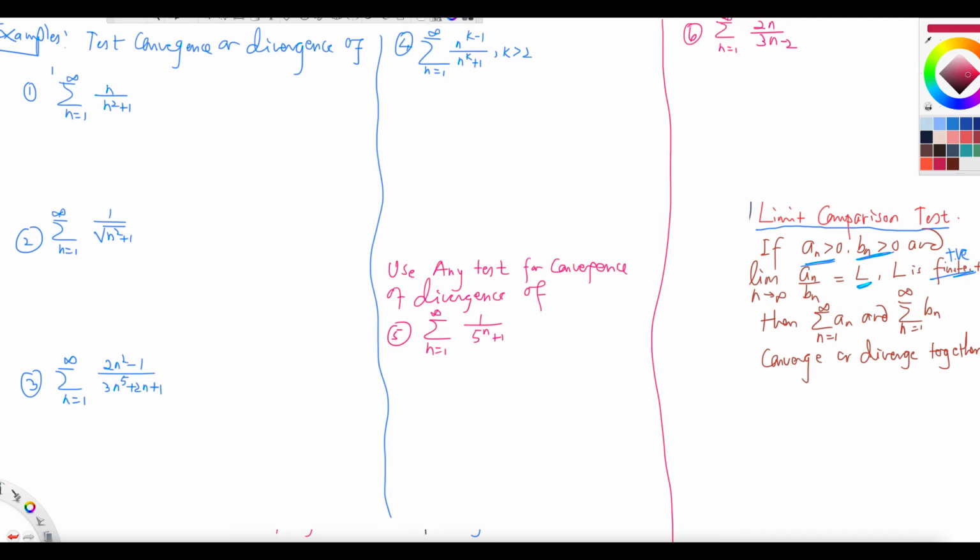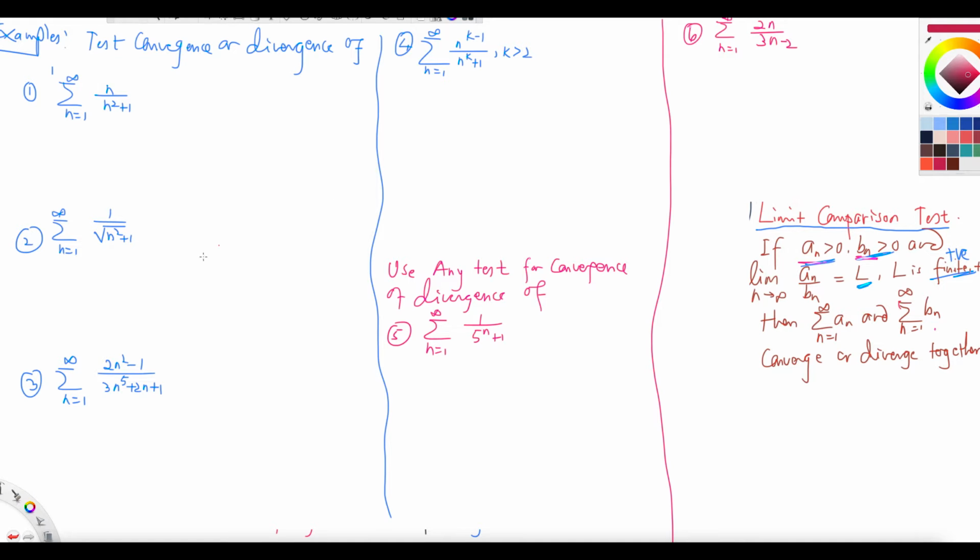Let me state the limit comparison test one more time. It doesn't need many conditions. It says that if an is positive and bn is positive and the limit of an divided by bn equals L, where L is finite and positive, then the series of an and the series of bn converge and diverge together. Meaning, if the series of an converges, the series of bn converges. If the series of an diverges, then the series of bn diverges. That is the limit comparison test.